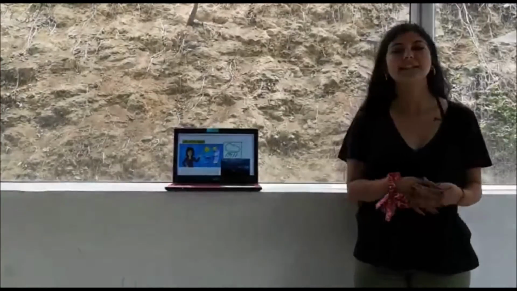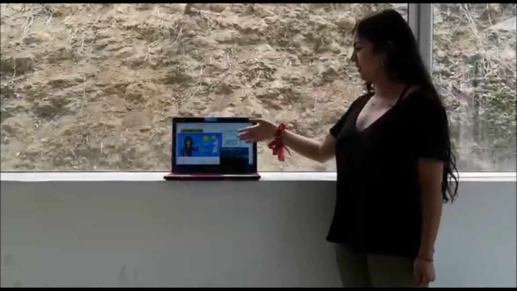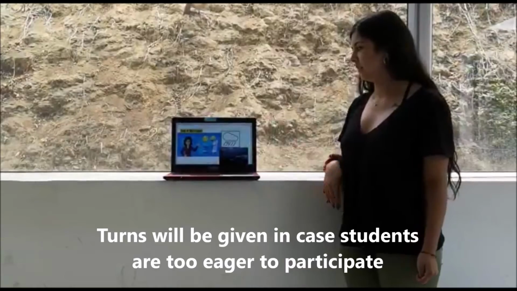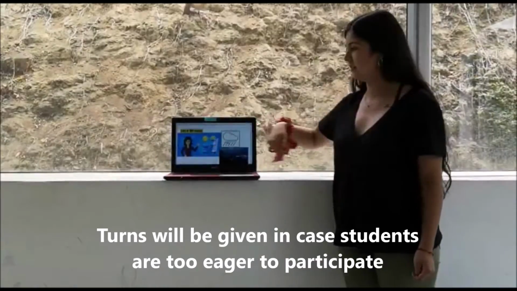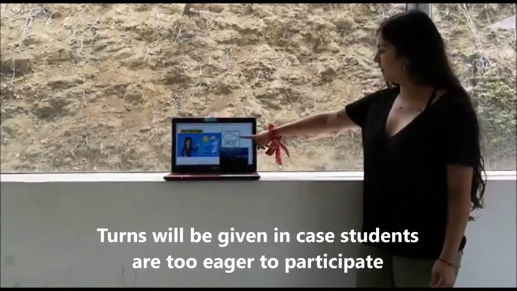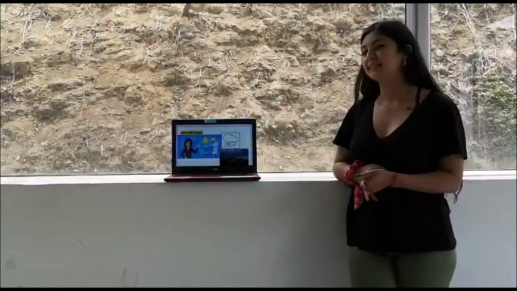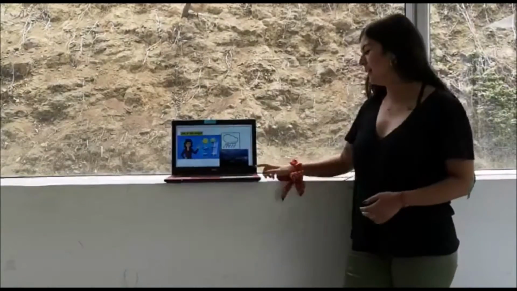So let's start. Okay, class. So now look at these images. What do we have here? What is this? Un sol. Yes, the sun. And here? A cloud. Clouds. And over here? Rain. Yes. So, today's topic is? Weather. Yes, the weather, el clima.